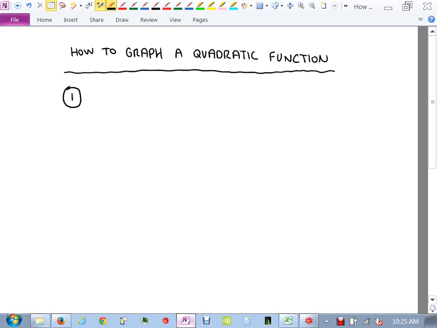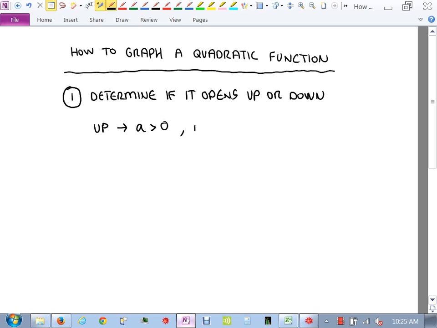The first thing that you should do after you understand you have a quadratic function, okay? You first have to know that, right? This is a quadratic, not a line. The first thing you'll do is determine if it opens up or down. Now, how are you going to determine if it opens up or down? It opens up if A is what? Positive. It opens down if A is negative.